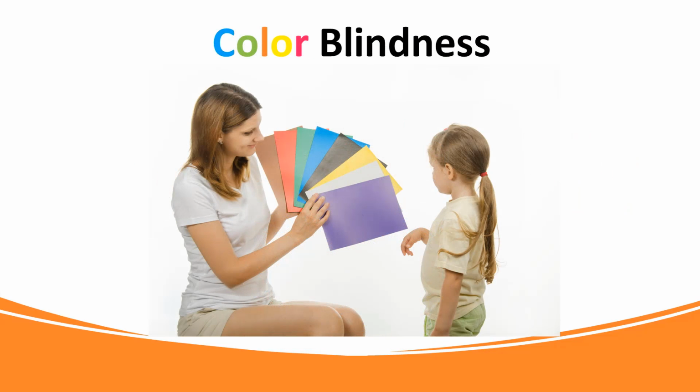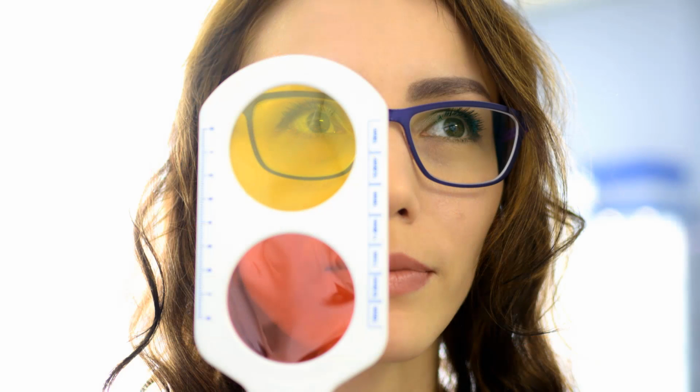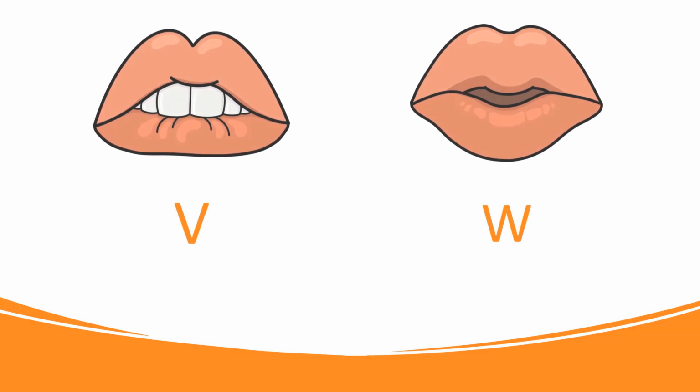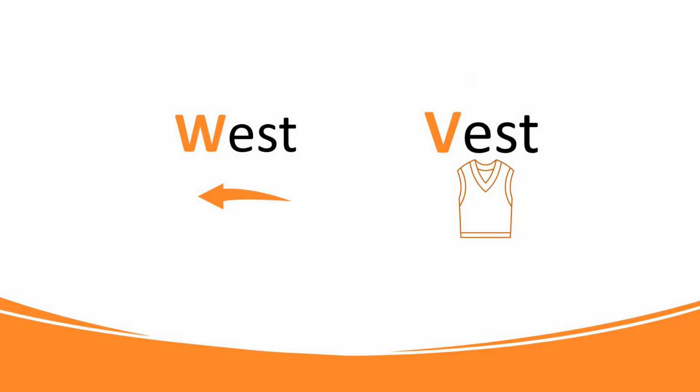It is similar to color blindness, where people cannot see certain colors. I struggled with sound deafness myself. I could not tell the difference between V and W. I still struggle with these sounds sometimes, but I have learned how to say them properly, so people can understand me better. And I can guess from the context if someone is saying west with W or vest with V.